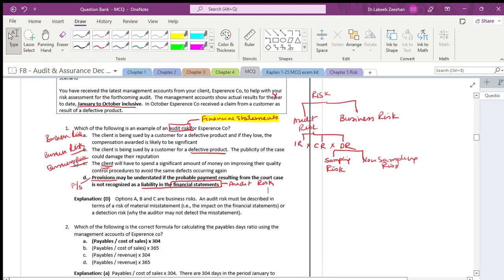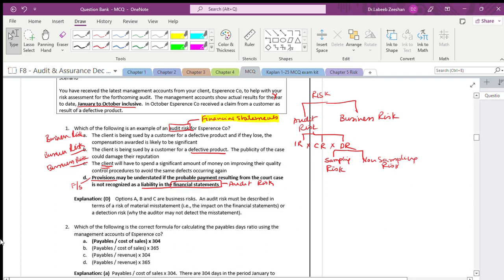Audit risk must be described in terms of a risk of material misstatements, that is, the impact on the financial statements. Detection risk is that the auditor may not detect the misstatements. If provisions may be understated because of the probable payment resulting from the court case, then you should make it a point to state how it is going to affect the financial statements.